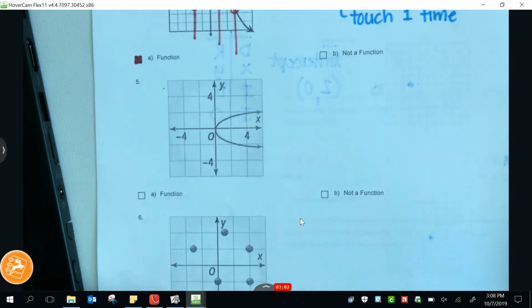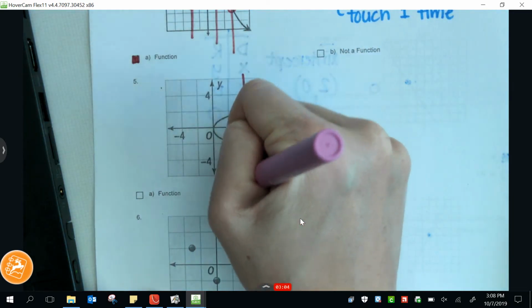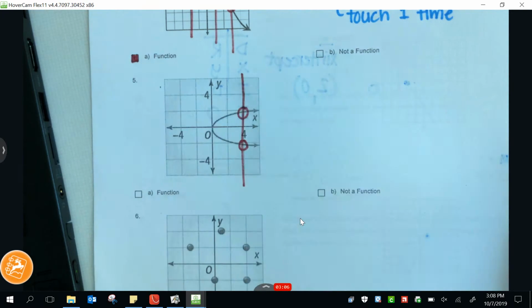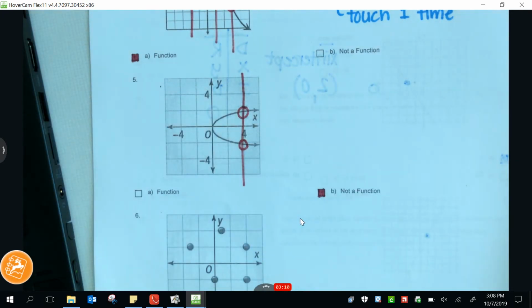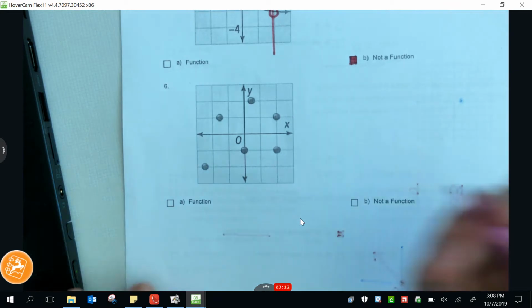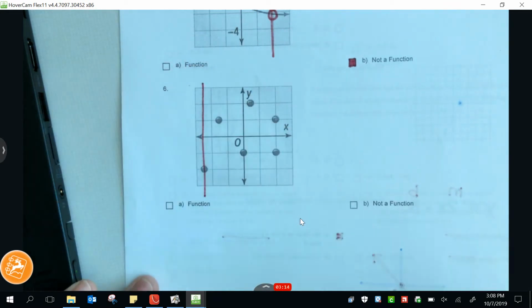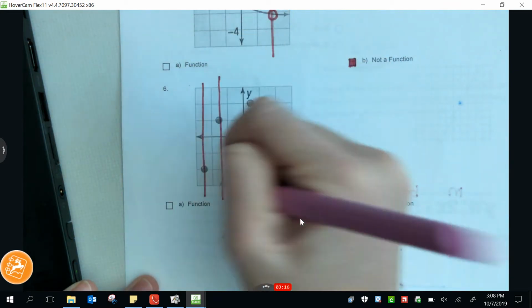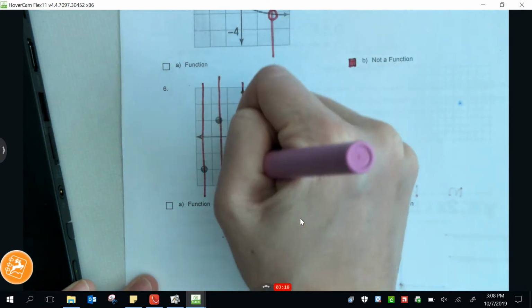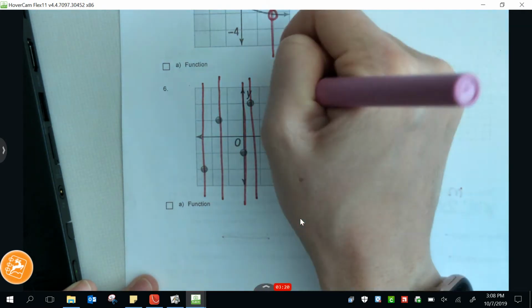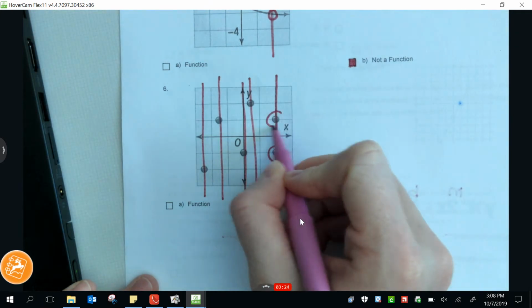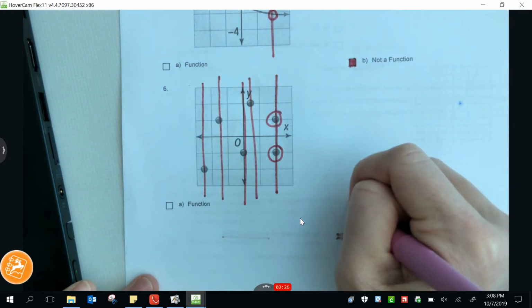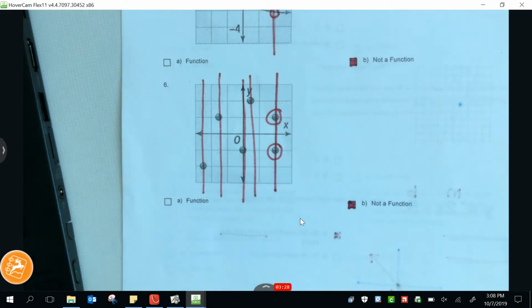Okay, same with this one. If I draw my vertical line now, though, it touches once, twice. That is not okay, which means it's not a function. Same with this one. Touches once, touches once, touches once, touches once, but when I go here, it does indeed touch 2 times, so therefore, not a function.